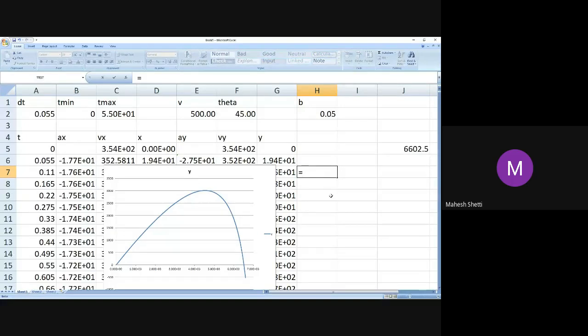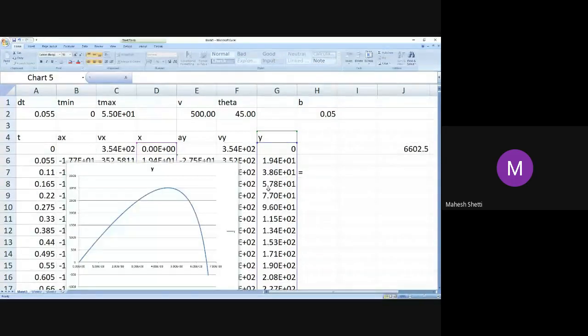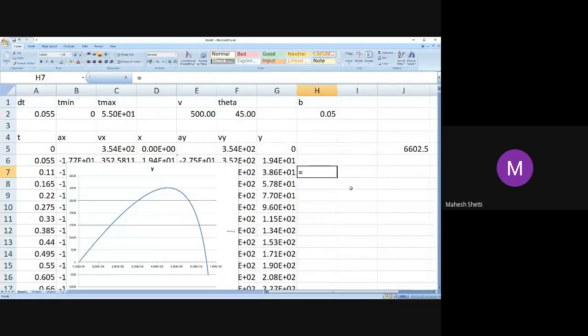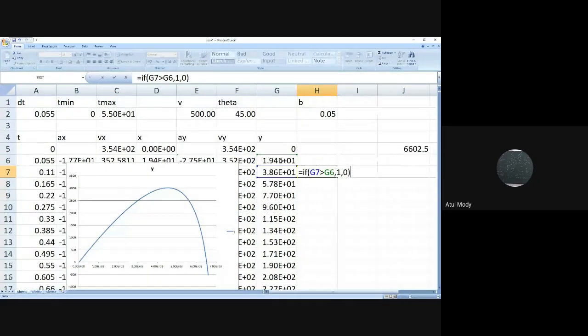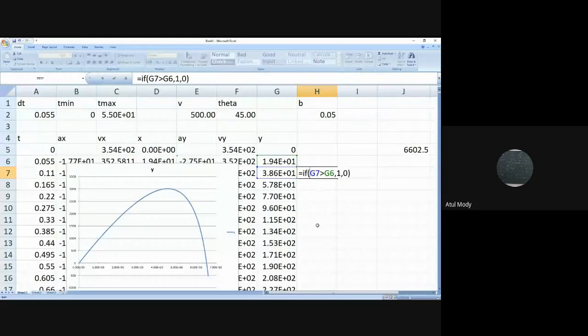So y is going on decreasing, and I want to find out where again it is increasing. So if it is increasing, which means the present value should be greater than the earlier value. So I can write a condition: if this value is greater than earlier value, okay, then I'll write 1, otherwise I'll write 0. Numerical value, Mahesh? Absolute value, right?